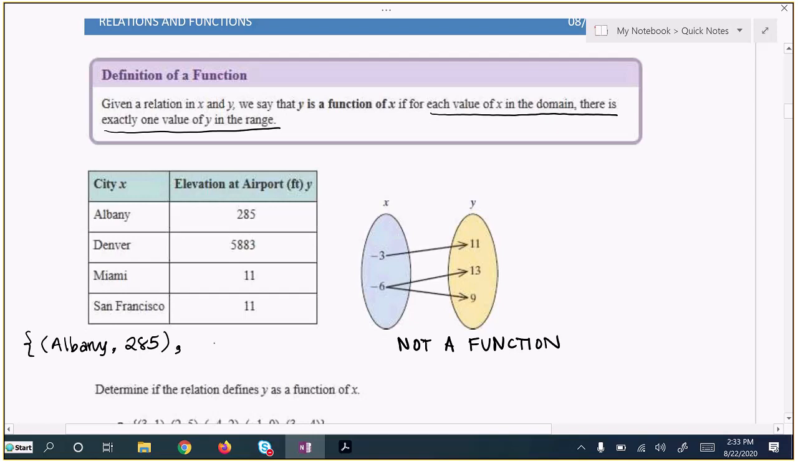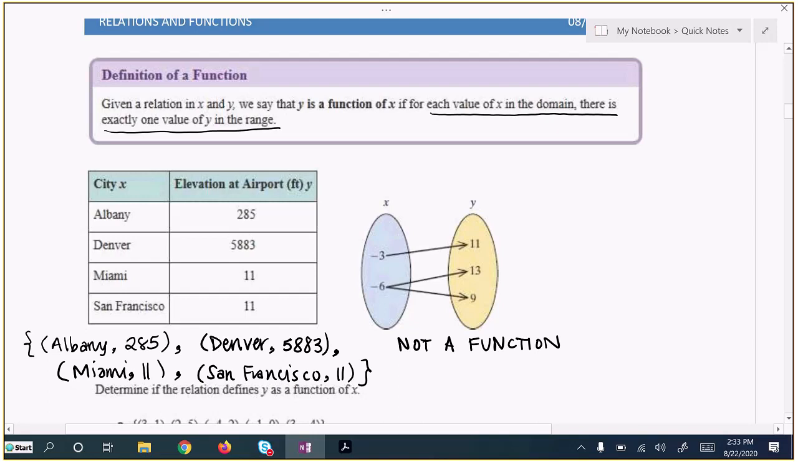We have another ordered pair, which is Denver, and the elevation of its airport, 5,883. Miami, elevation is 11. And San Francisco also has elevation 11. So we can write these as ordered pairs.